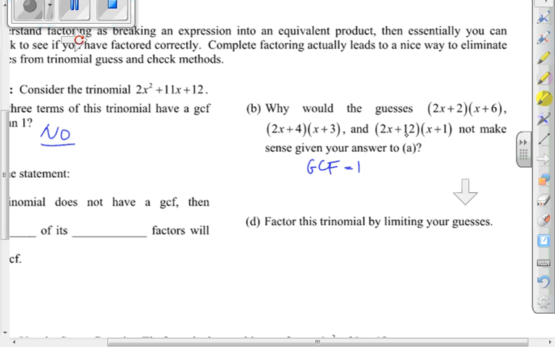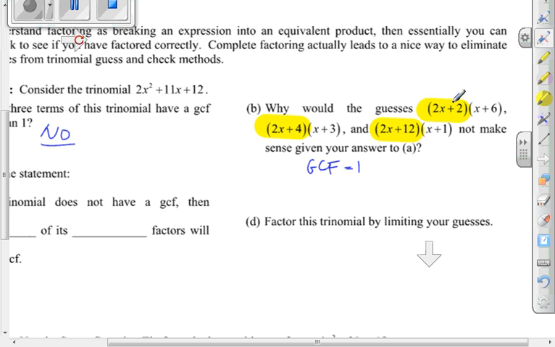Furthermore, when we look at the signs, we see the constant is positive. We also see that the linear term is positive, and both the signs in the binomials are positive. So these look like really good guesses. Why would they not make sense to guess? Well, let's go back to that answer from before. Remember, we said the GCF was 1. Well, look at the binomials that I'm about to highlight.